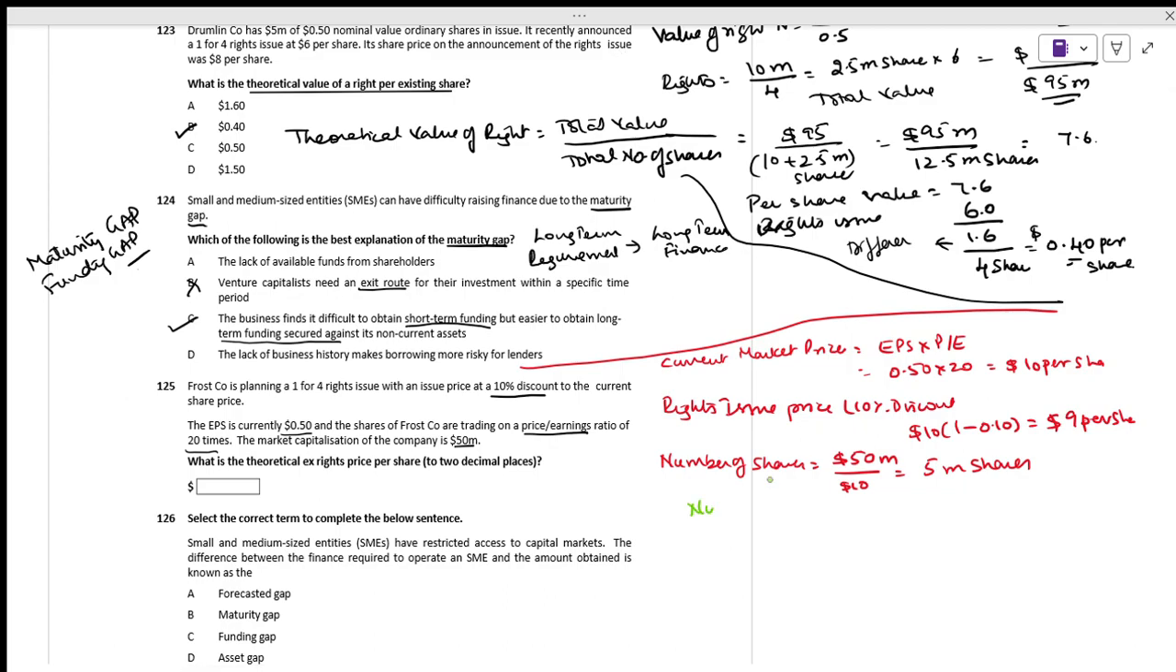Number of shares to be issued, how much? They are saying 1 for 4, is it right? 1 for 4 means 5 million shares divided by 4, is it right? 1.25 million shares.